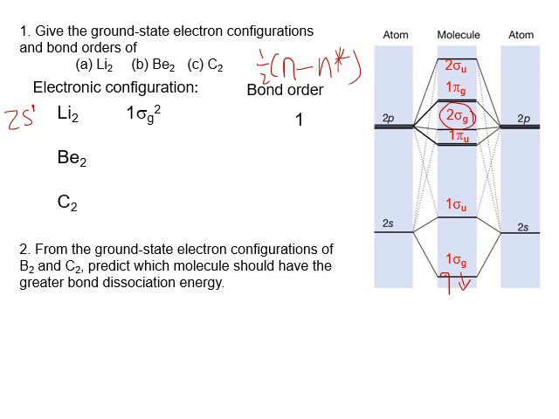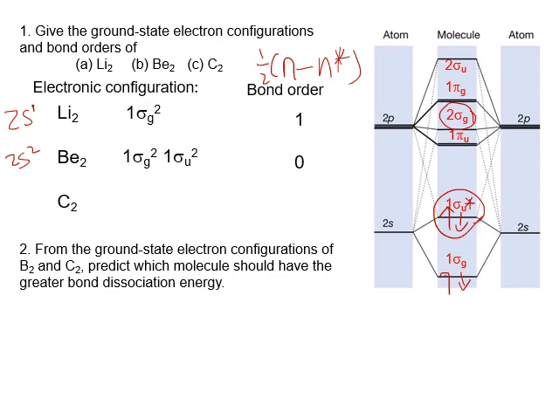Okay, so for beryllium, the atomic electronic configuration is 2s2. So the total is 4 electrons, and then the next 2 go to 1σu. All right, so the electronic configuration is 1σg2, 1σu2. And the bond order should be 2 minus 2, because 1σu is an antibonding molecular orbital. So 2 minus 2 is 0. So bond order is 0.